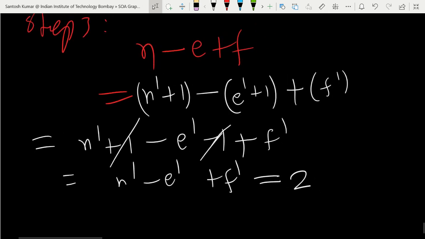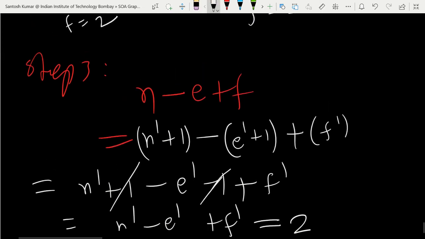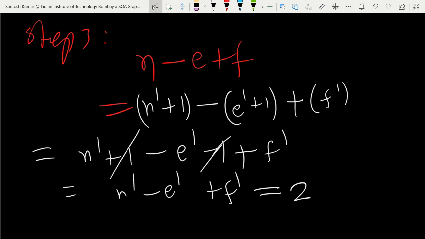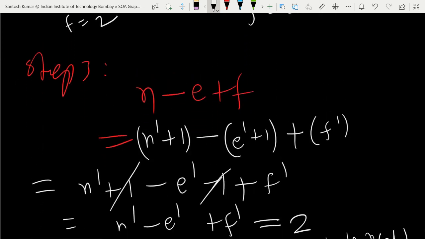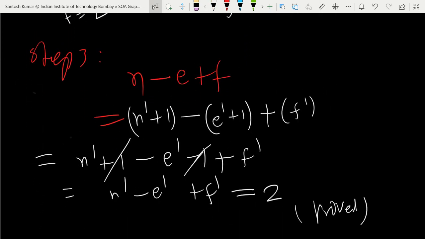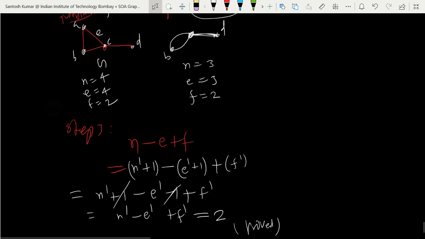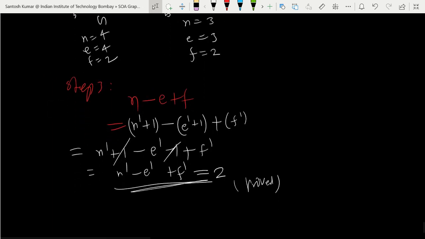So for any graph it will hold actually. For this it also holds. So that's why it is 2. This is the proof. If you have a doubt, you check. So check for 1, assume for n minus 1 vertices, and then prove for n vertices. So we use step 2 here.